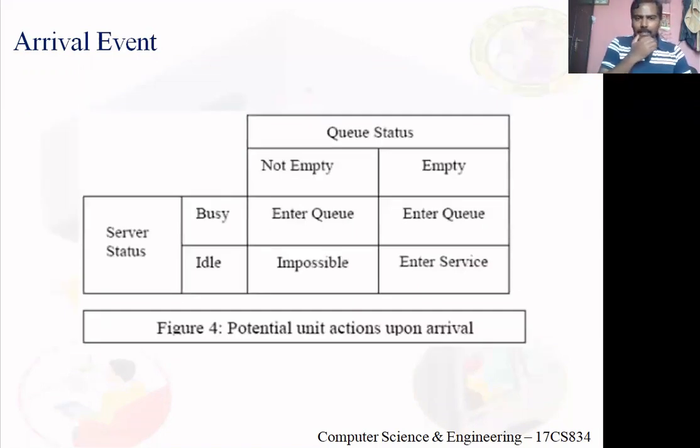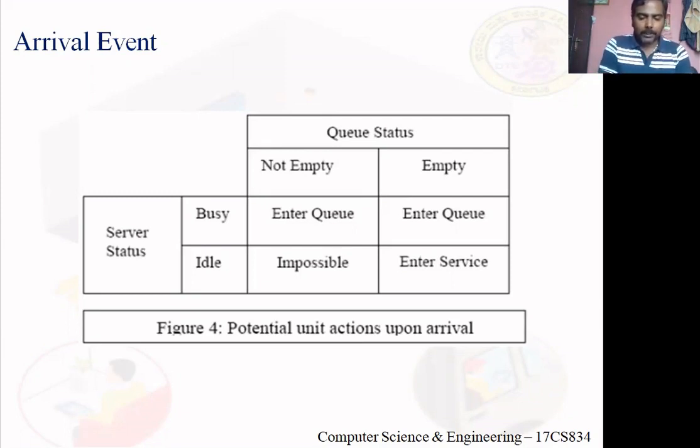So let me review this once again. See here, a new customer arrived. When a new customer arrives, the server might be busy, meaning presently one customer is getting served. A new customer arrives. Server is busy means what will the new customer do? Whether the queue is empty or not empty, you should enter the queue. Got it? Clear?